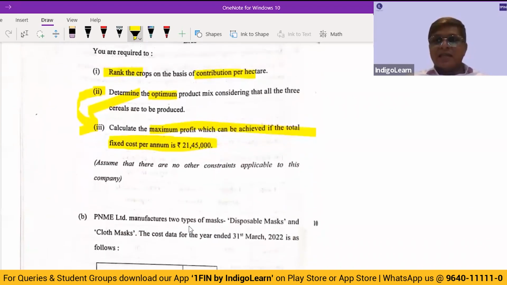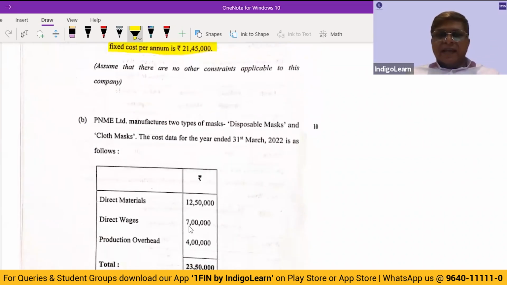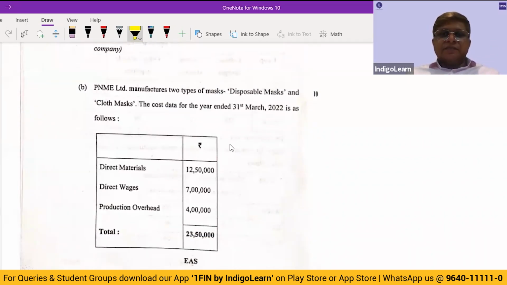So I'm really happy seeing this question. It's a good question and deserves 10 marks for it. Let's look at the next question for 10 marks.